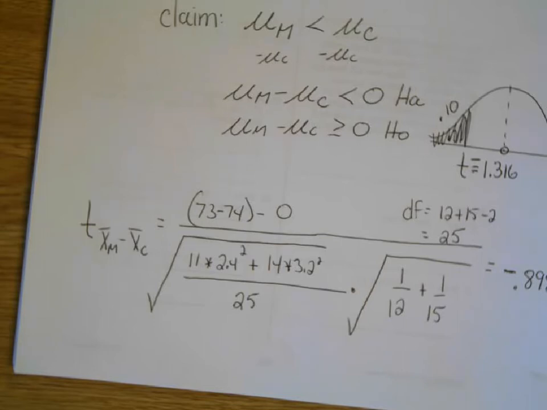Is there a technical way to do that? The easier way to do it? Work out the top, -1. Then I'm gonna work out that bottom square root, but without the square root for now. I would go with no square root. 11 times 2.4 squared plus 14 times 3.2. Get that answer. Divide it by 25. And then square root that answer. I'd write down 2.08 on my paper. So that whole square root of the first one is 2.08.